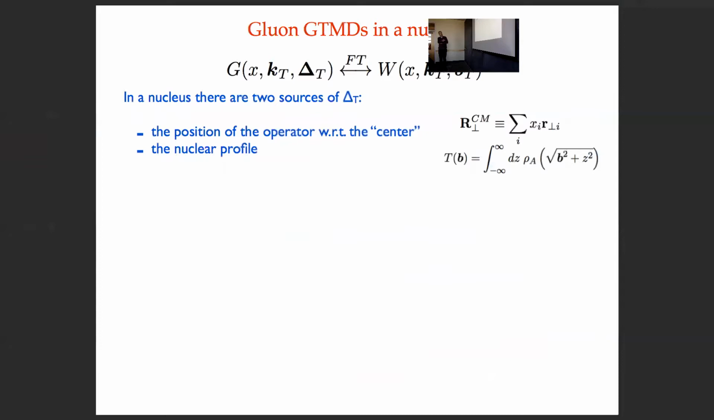So we have this function here. Normally in GPDs, this delta only comes from the off-forwardness. But now, if you look at the nucleus, you can have two sources of B dependence. The position of the operator with respect to the center, the transverse center of longitudinal momentum that Matthias Torkart is also talking about, or used to talk about. But there's also a nuclear profile, which is also a function of B. These are not the same B, right?